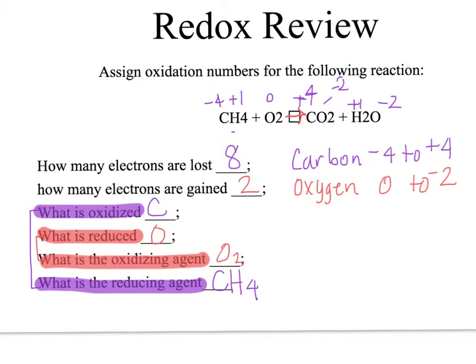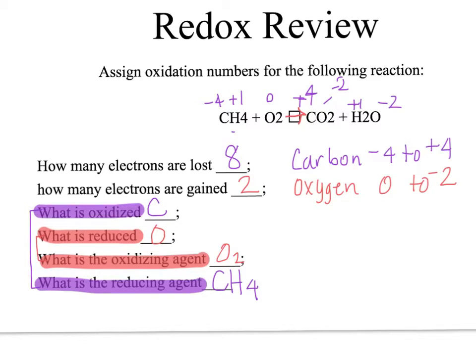So for CH4 and O2 being combusted and going to CO2 and H2O, here's what we have. We see that carbon went from a -4 oxidation number to a +4. So that means it lost 8 electrons. And then the oxygen went from a 0 to a -2 on its oxidation number, so that means it gained 2 electrons.